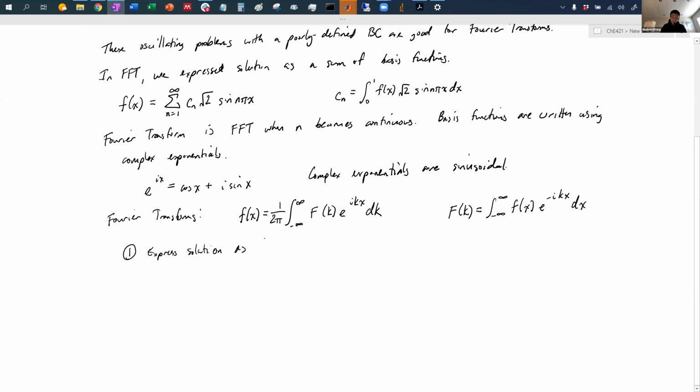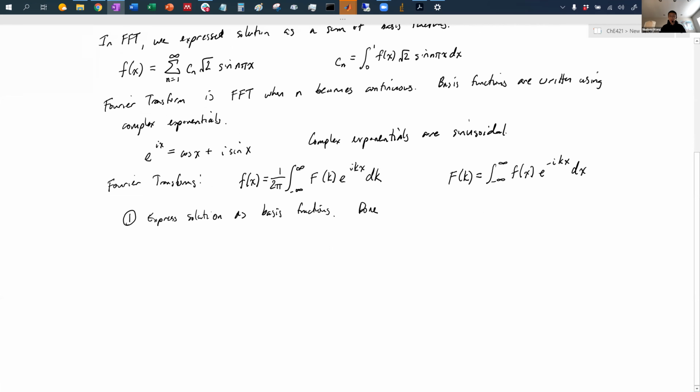Solution. Okay, in Fourier transforms, we don't actually have to do that. This is already done. We just did that. It's always the same every single time. Okay, it's just we're talking about a Fourier transform or the inverse Fourier transform.